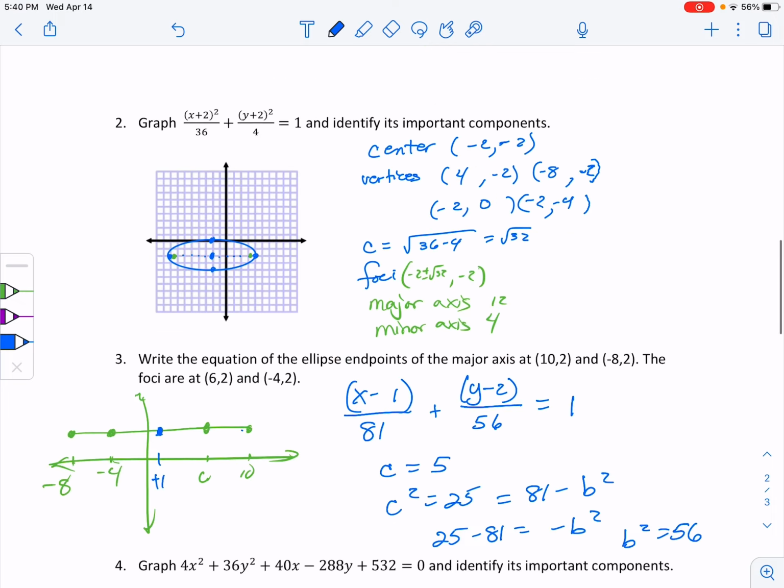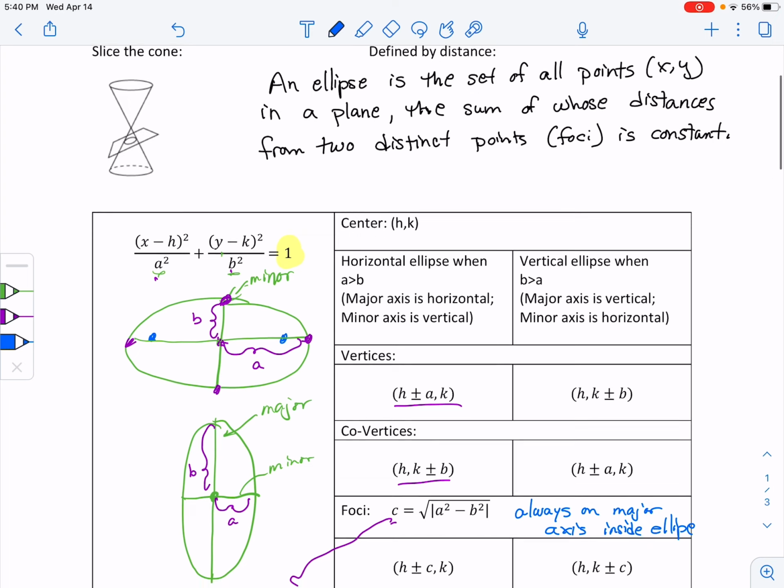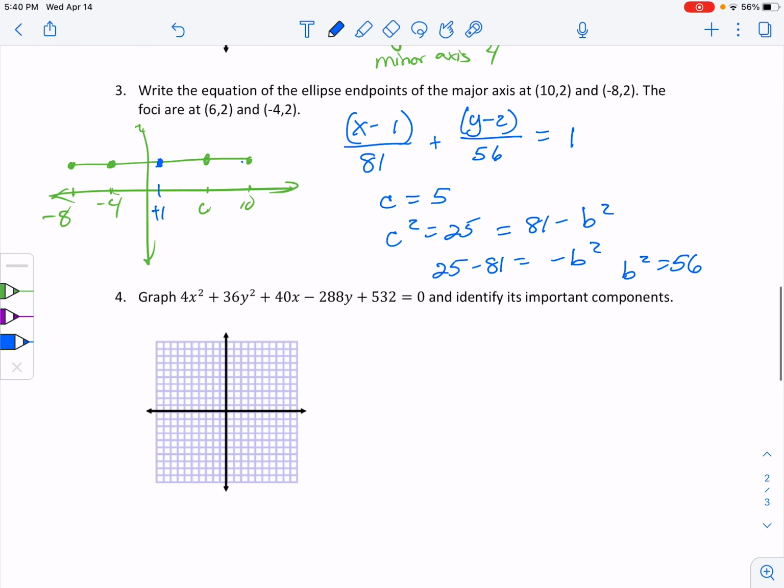They're always equal to 1. That's a key point. So let's scroll back up here and highlight that. Always equals 1. And that's all we had to do.